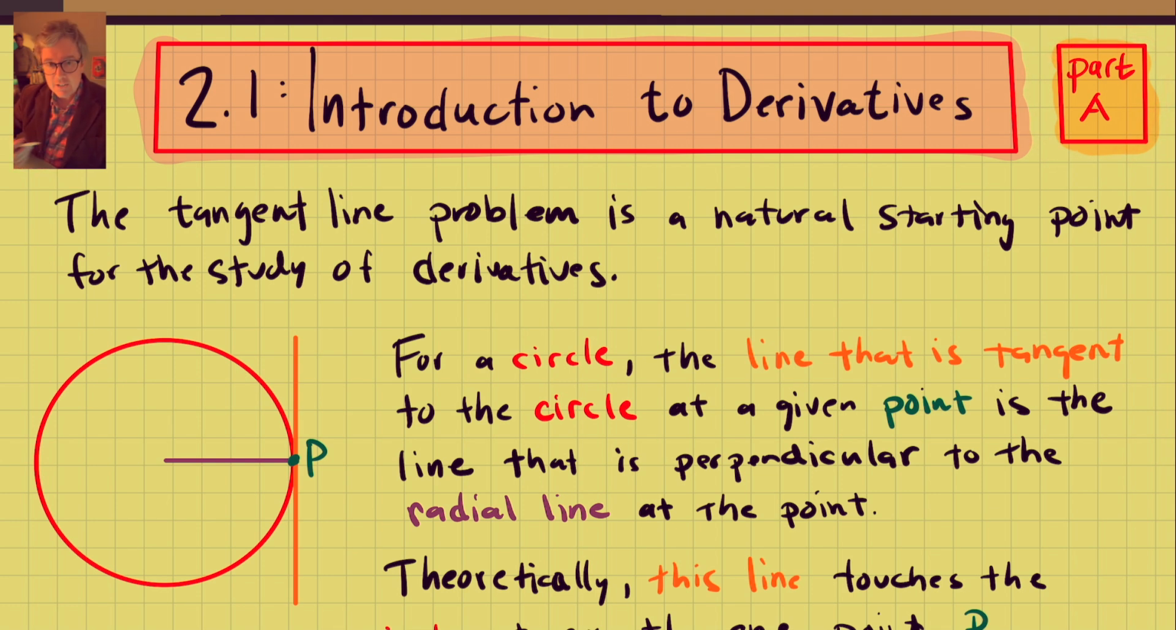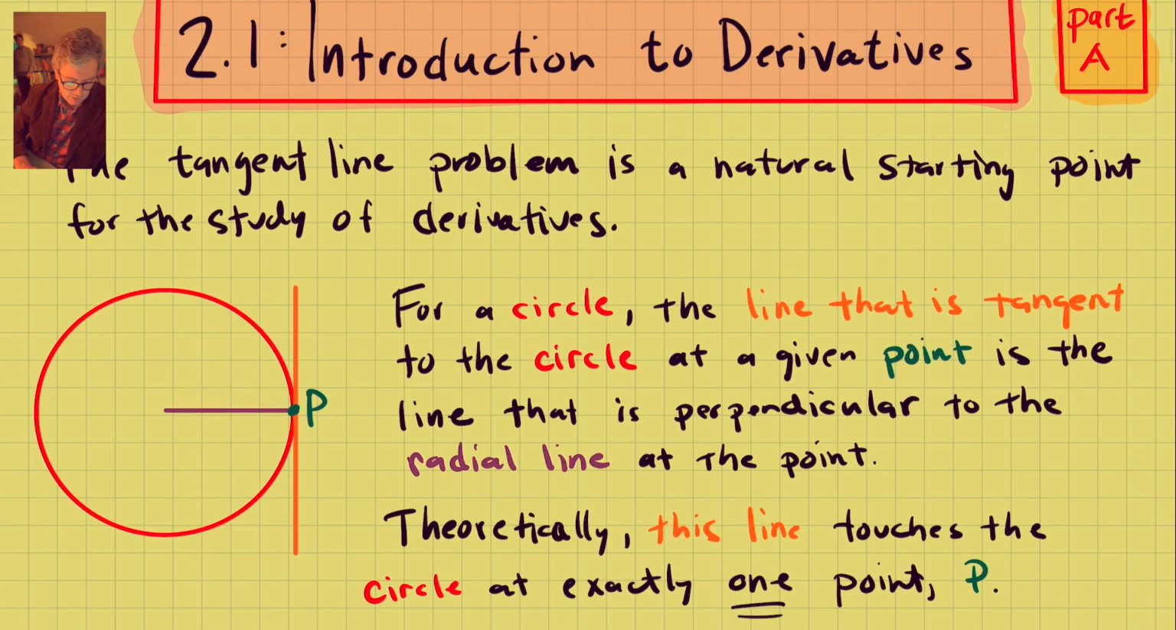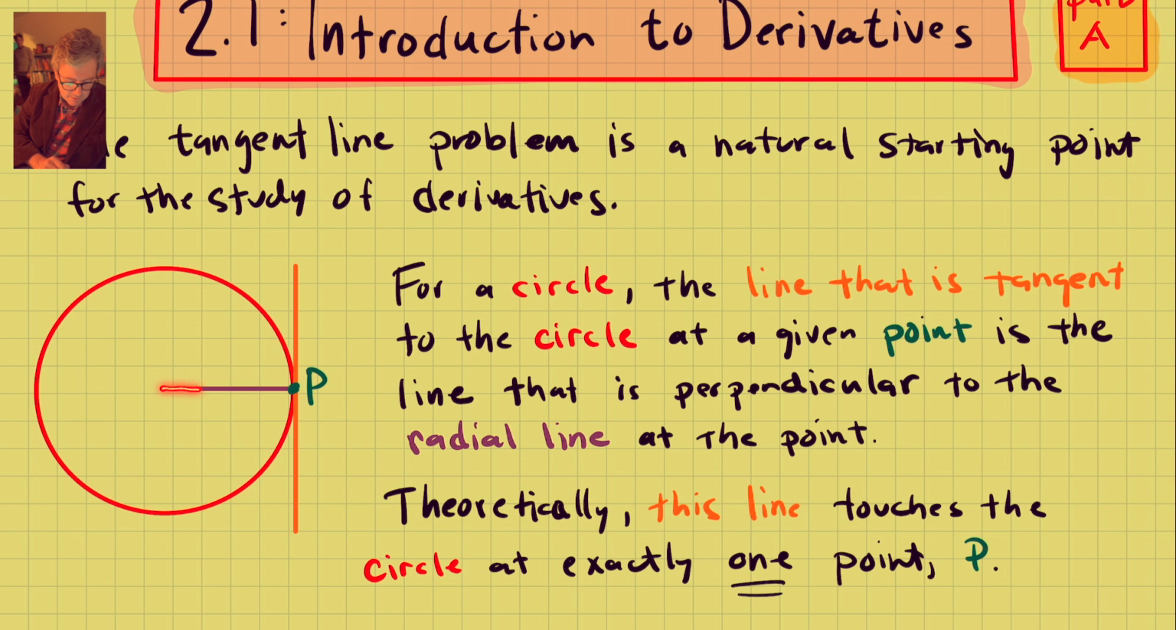Probably the most natural way to start any discussion of differentiation and derivatives would be by introducing the tangent line problem. And so to start with, what is a tangent line? Well, the most intuitive way to start that discussion is by thinking of a circle. That circle is going to have a radius, what we would call the radial line, some line extending from the center of the circle to the edge.